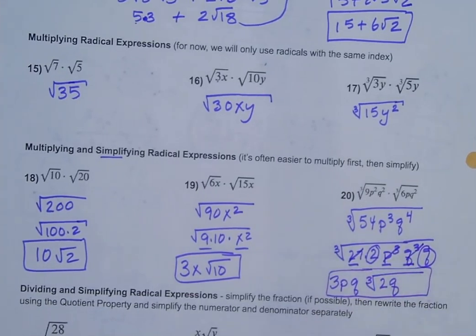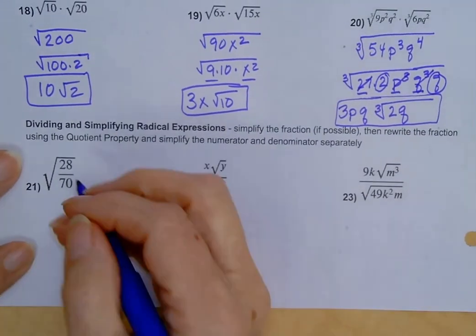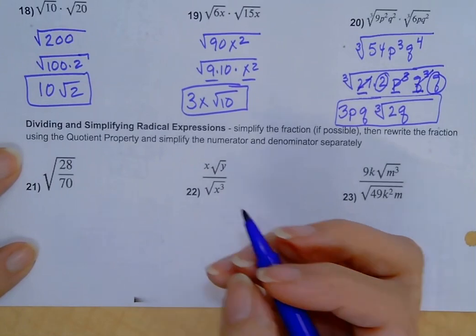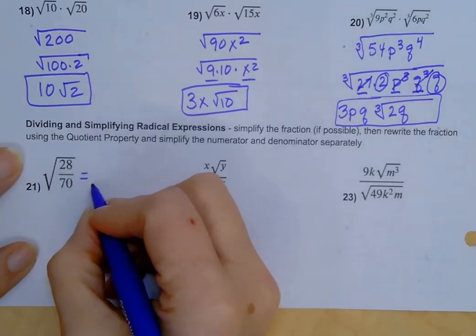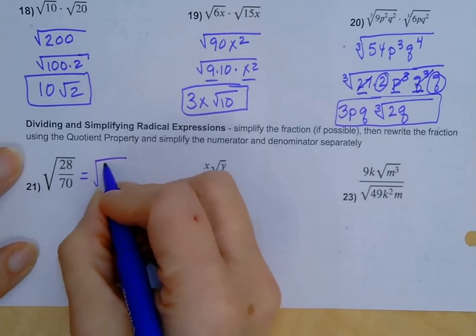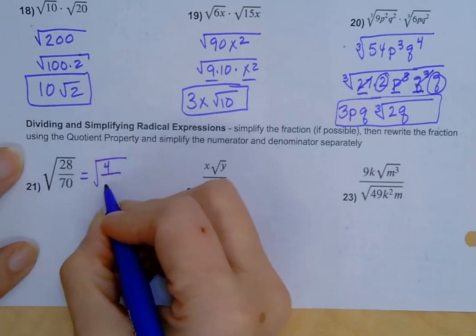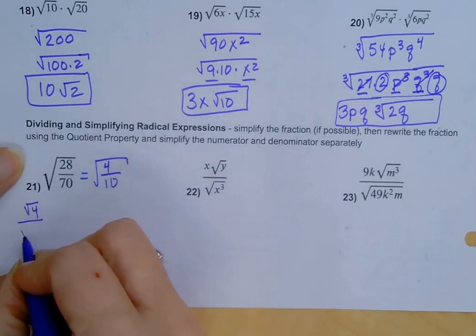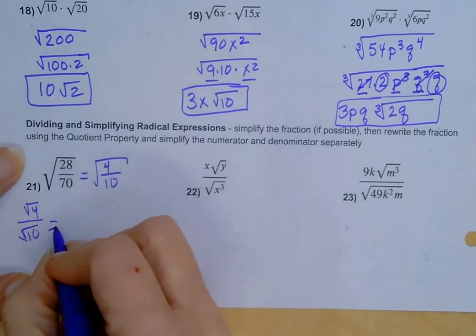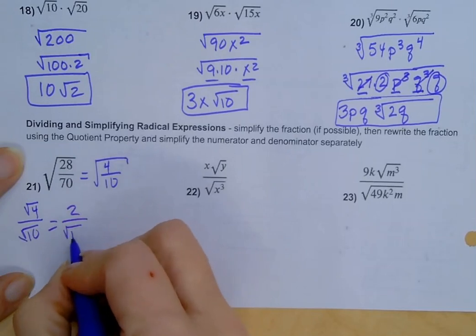Okie dokie. Now we're going to divide and simplify radicals. I typically will simplify inside that radical first if I can, and I can see that 7 goes into each of those. 7 goes into 28 4 times, and 7 goes into 70 10 times. Okay, now I'm going to write that as the square root of 4 over the square root of 10, and that is 2 over the square root of 10.